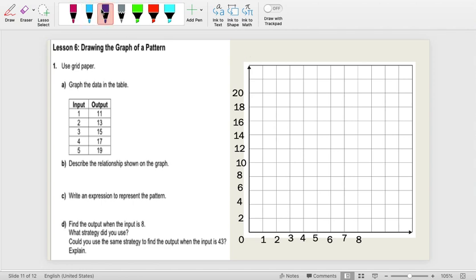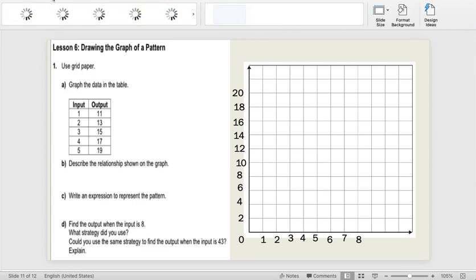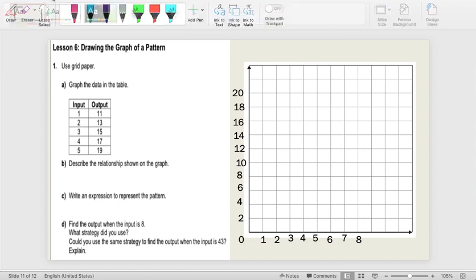Why can't I draw? Oh, brother. Technological issues.